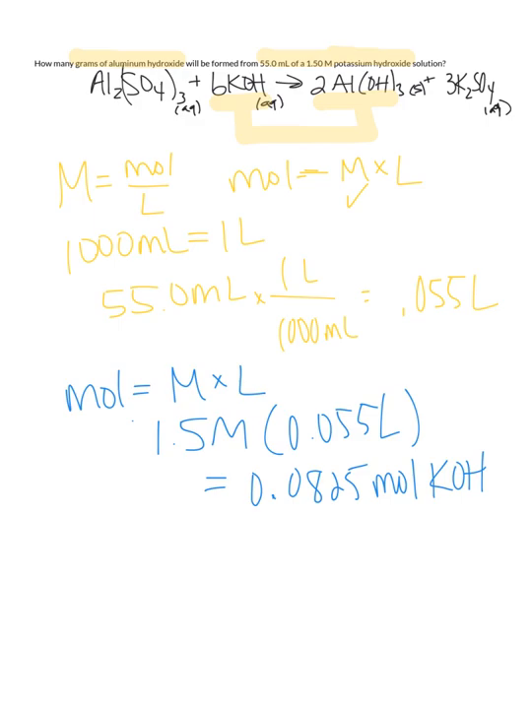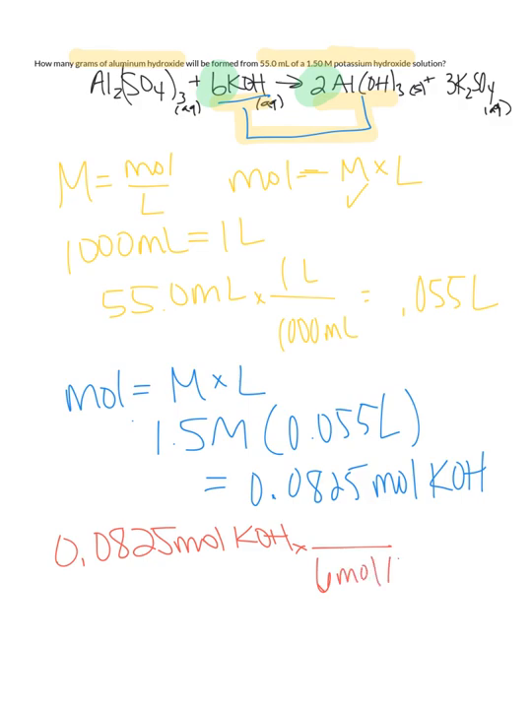So now that we have moles of potassium hydroxide, we can relate it to the aluminum hydroxide using the balanced equation, using that molar relationship of 6 to 2. So I'm going to start my problem with 0.0825 moles of KOH. And I know that for every 6 moles of KOH, I put my KOH on the bottom so that that unit cancels out. For every 6 moles of KOH, I will produce 2 moles of product, Al(OH)3.